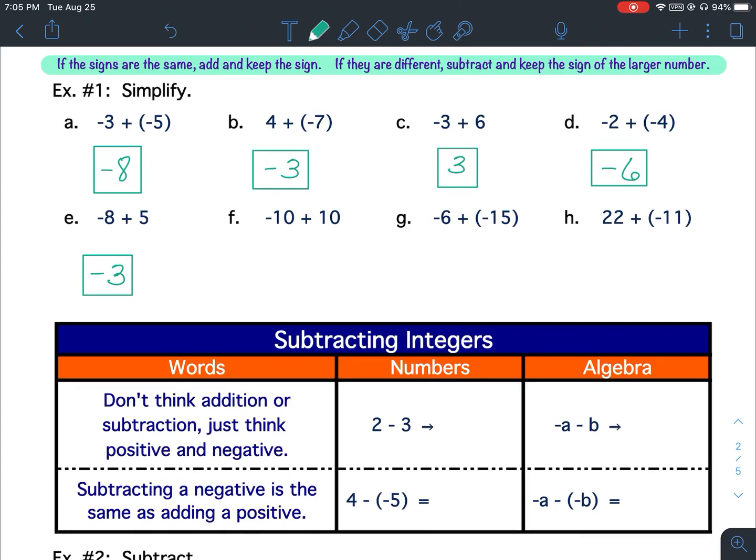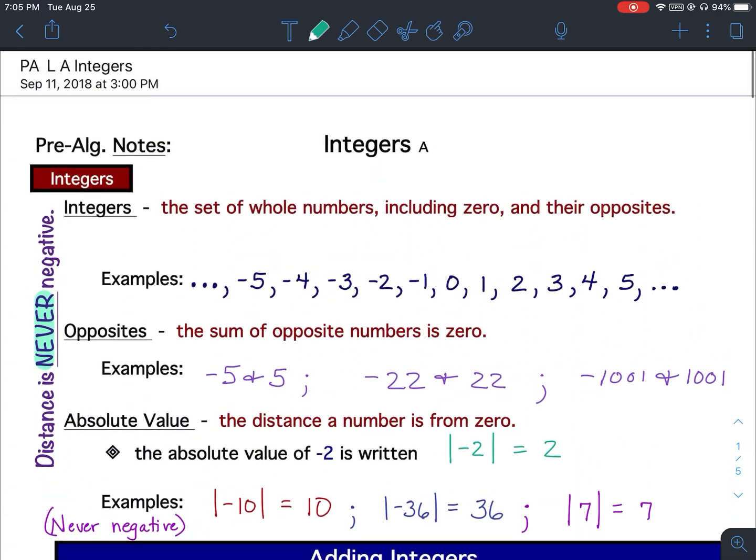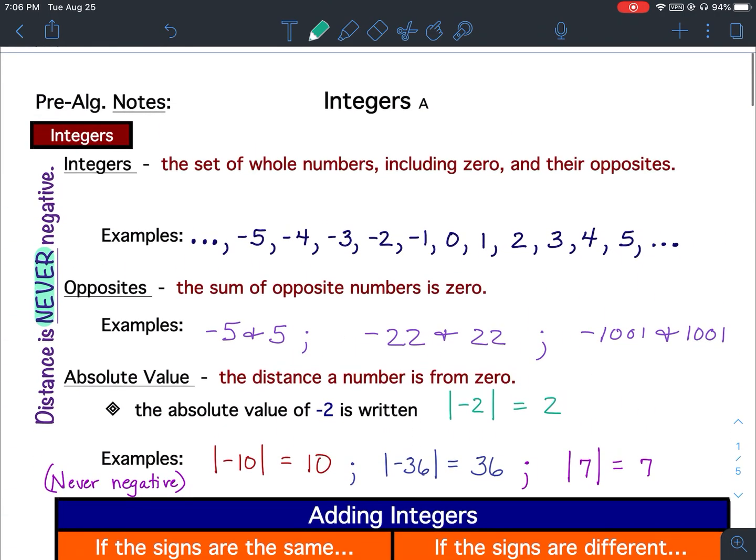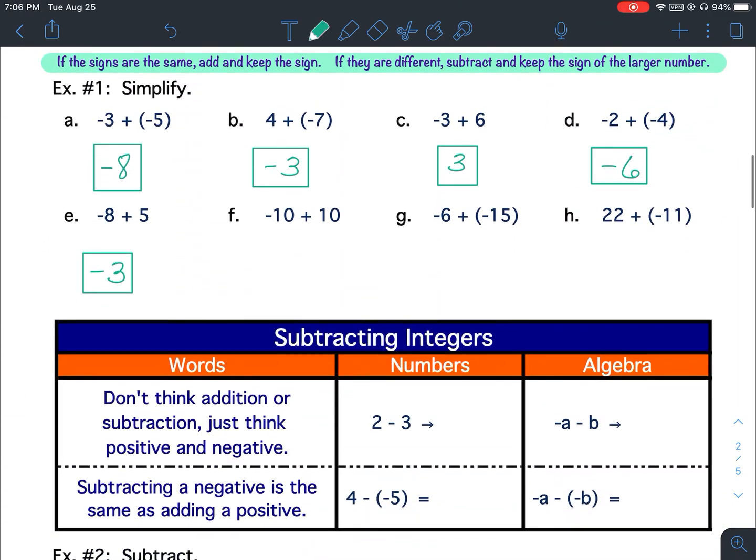For F, F is -10 plus 10. Where did we learn about when it's the same digit and one sign's positive and one's negative? Those are called opposites. And the definition we wrote down, the sum of opposites is 0. So -10 plus 10, they are opposites, and their sum would be 0.